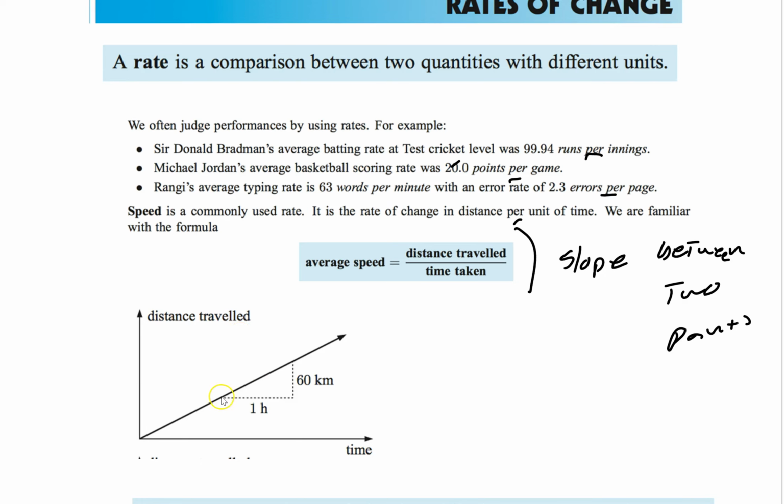Right? If it takes an hour to travel this direction, and you've gone up 60 kilometers, how do you find out your rate? It's rise over run, right? Slope. 60 kilometers per 1 hour. So rate is just slope. You find two points, you want to find the rate between those two points, you do the slope equation. So that's what rate is.